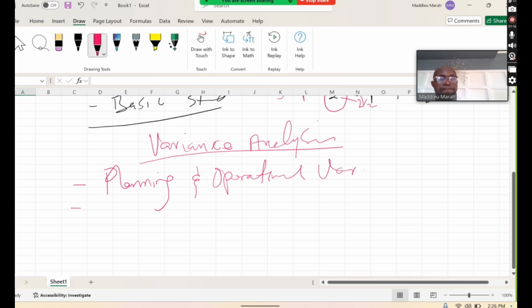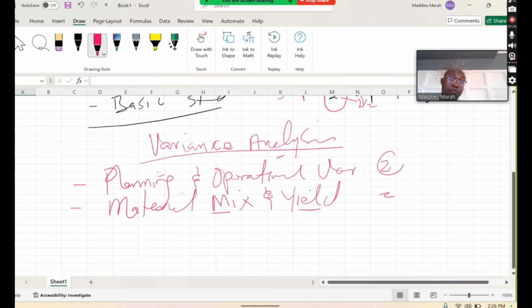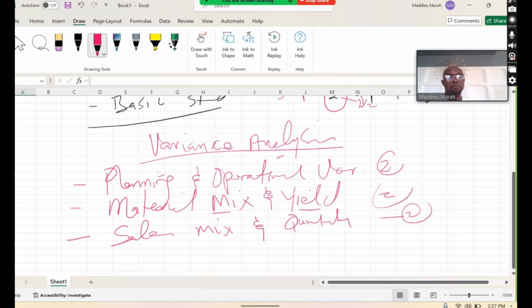I will also look at material mix and yield. This is 2 variance. Planning and operations, 2 variance. Mix and yield, another 2 variance. So this gives us 4 variance. The last variance I will look at is sales mix and quantity variance. So there are 2 variances: sales mix and sales quantity variance.